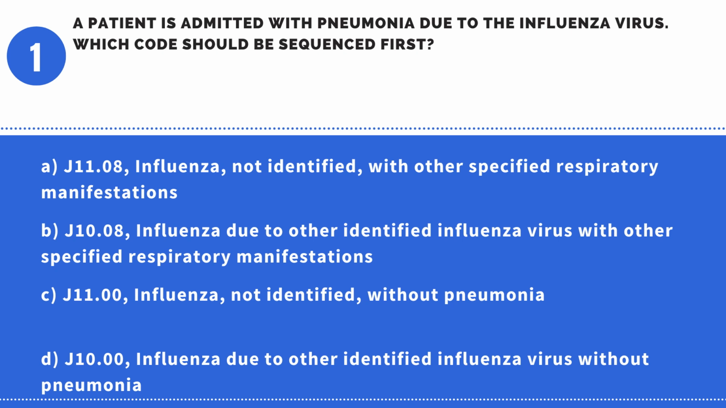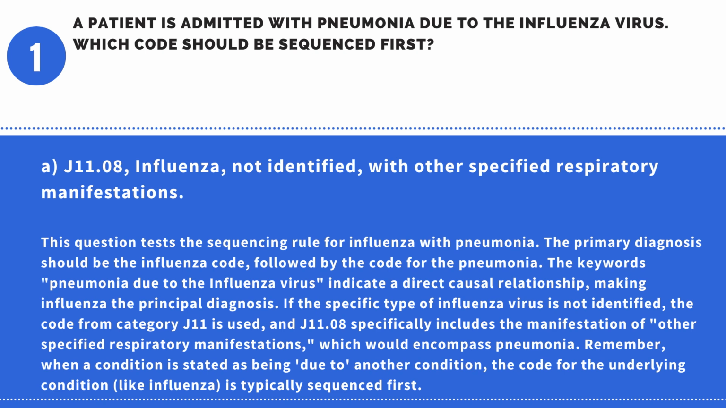C. J11.00, influenza, not identified, without pneumonia. D. J10.00, influenza due to other identified influenza virus without pneumonia. Answer: A. J11.08, influenza, not identified, with other specified respiratory manifestations.